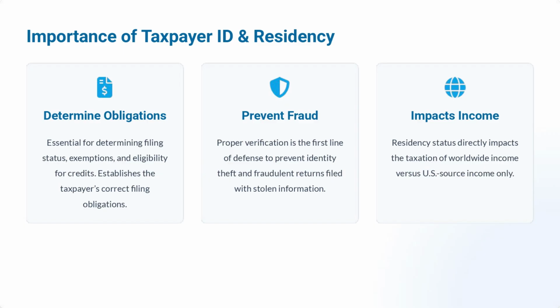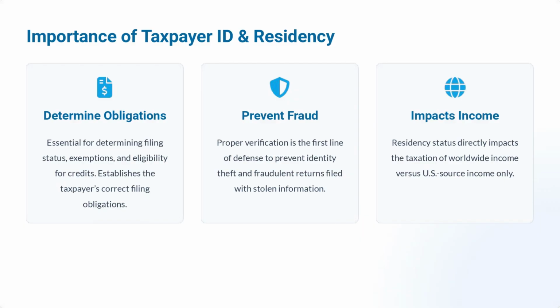Number 2. Identification helps prevent fraud and identity theft. We live in a world where identity theft is extremely common, especially during tax season. Fraudulent returns can be filed using someone else's social security number to claim refunds. The IRS uses identification safeguards like the ITIN to prevent this.